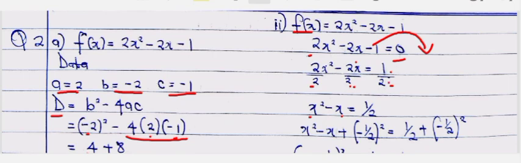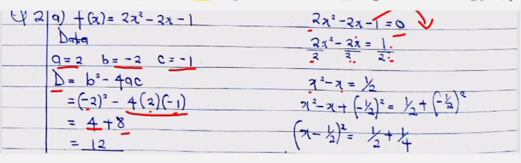Now at this point we know we need to find half of the b value. So half of negative 1 gives us negative 1 over 2. Then we square it and add it to both sides, as required by the method. So we have our negative half squared added on both sides.